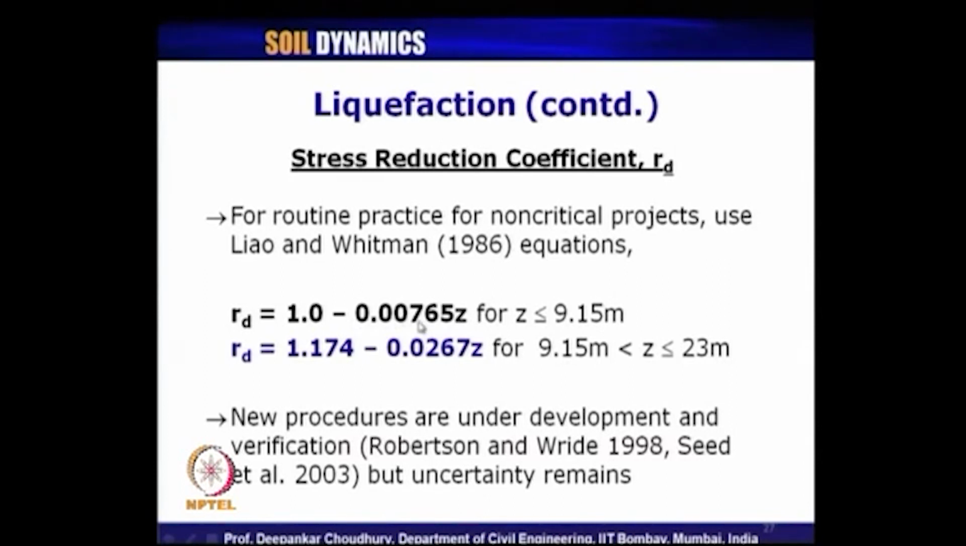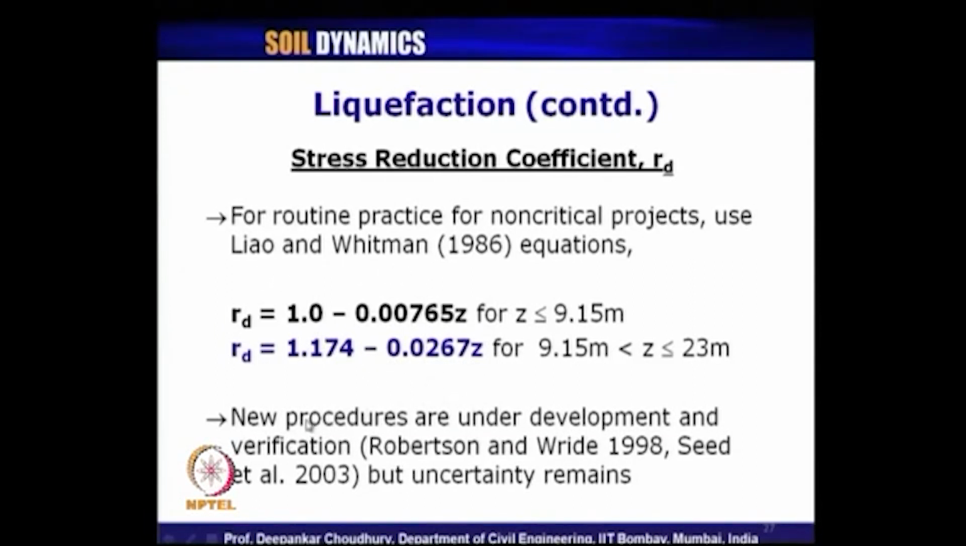This expression is valid when the depth concerned is within 9.15 meter. If it is beyond 9.15 meter up to 23 meter, then they proposed this expression has to be used: r_d equals 1.174 minus 0.0267 times z. So, this was proposed by Liao and Whitman.